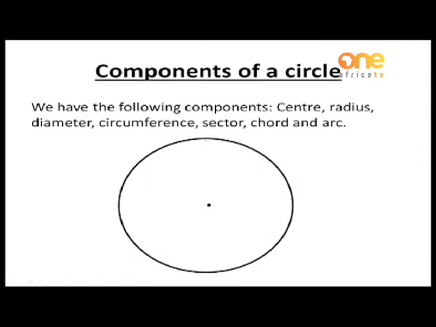The circumference of a circle is the length you travel around the circle. So, imagine cutting a circle and unraveling it. That distance that it unravels to would be the circumference.